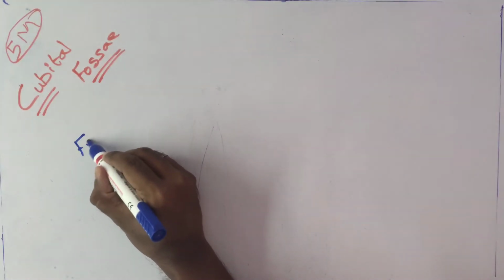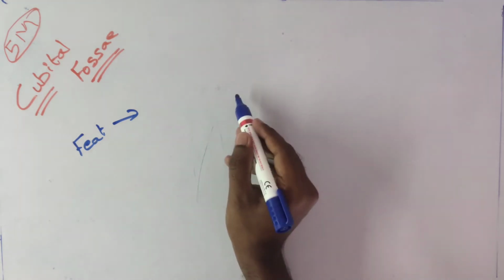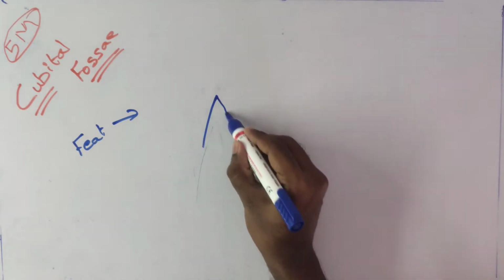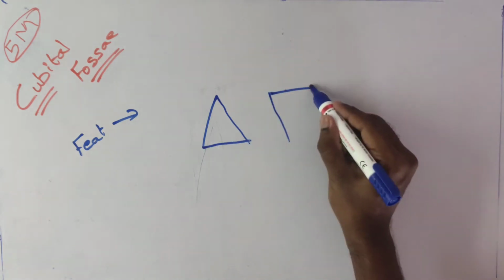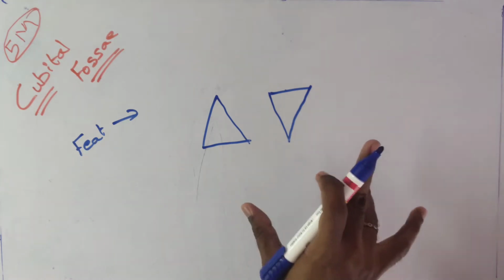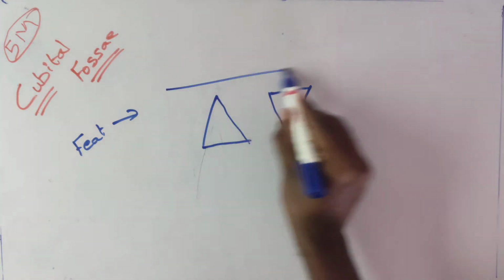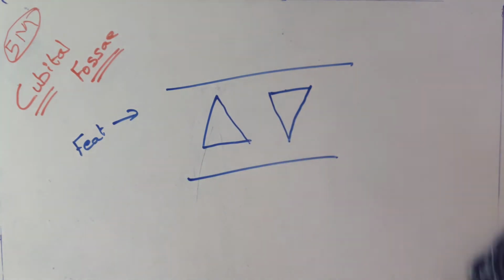Coming to the features. The cubital fossa is a triangular hollow. Okay, it is triangular shaped, that means either this triangle or maybe this triangle. We just know that it is triangular in shape. It is situated on the front of the elbow, so it is placed at the elbow. Think that it is the elbow and it is the triangular shape.